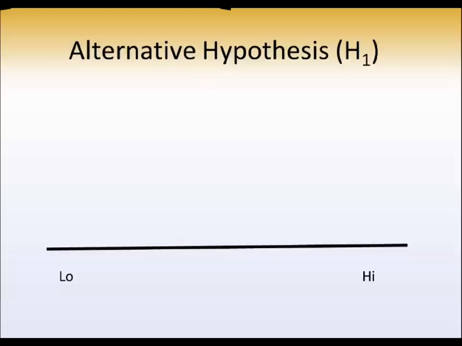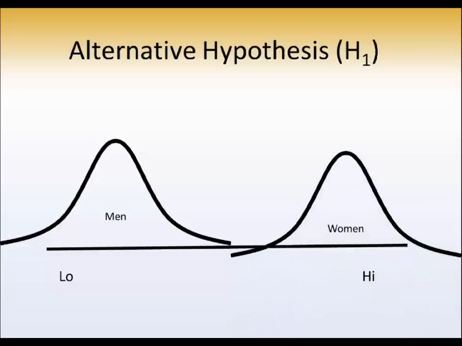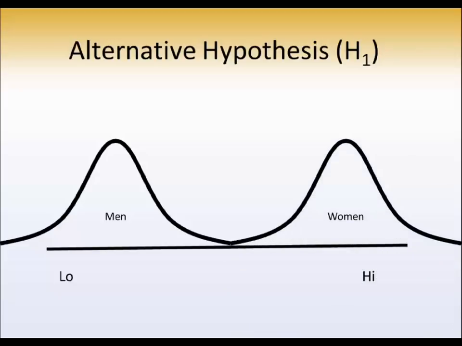So what about our alternative hypothesis? What would it look like? Here's the distribution for men. And if the alternative hypothesis is accurate, the distribution for the women would be something different. That's to say that the mean difference between the men and the women is not 0.